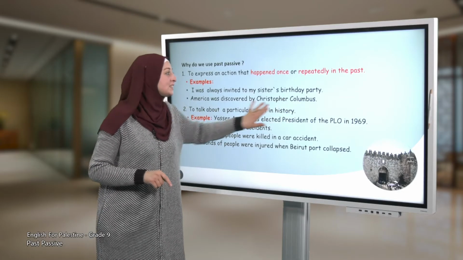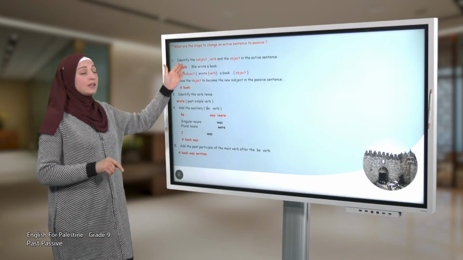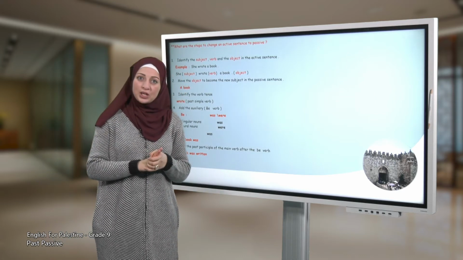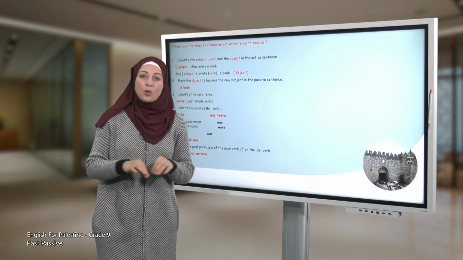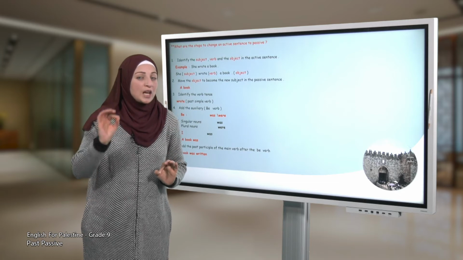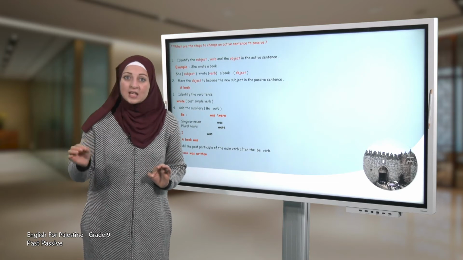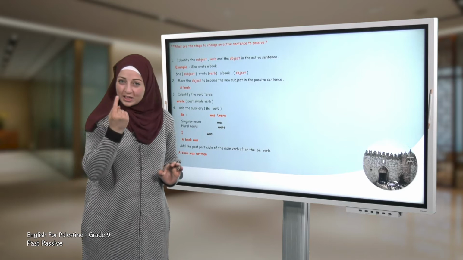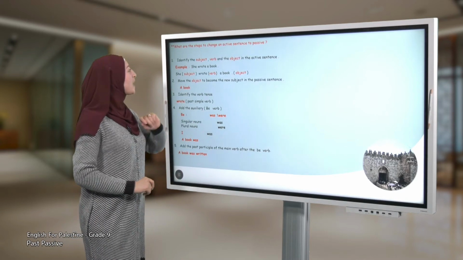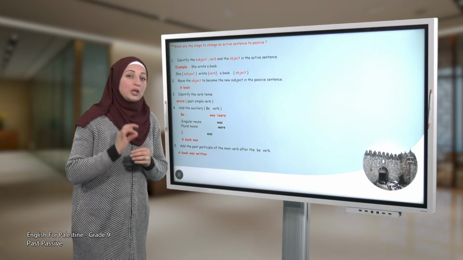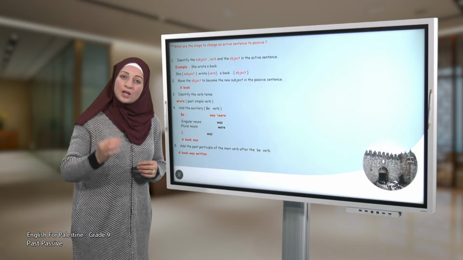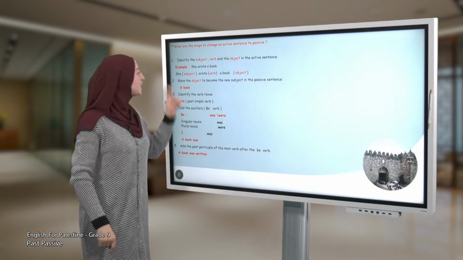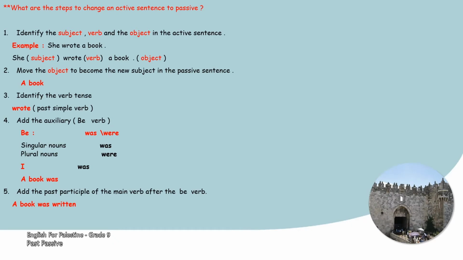Okay, let's continue. Then, this is the most important thing here. We are going to talk now about the steps to change an active sentence to passive. So, give me your attention. I have an example here, and we will go through the steps one by one. Let's start. Step number 1 is to identify the subject, the verb, and the object. Okay, we will do it together now.